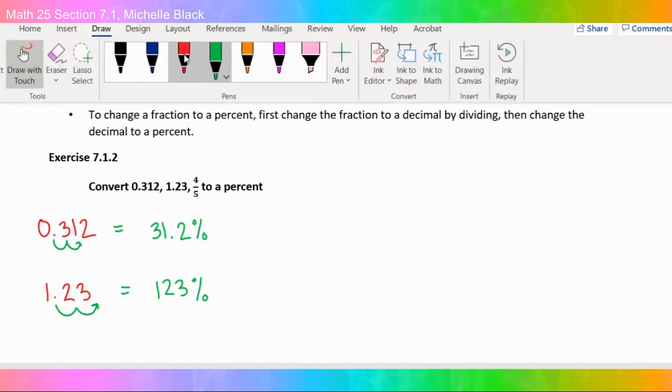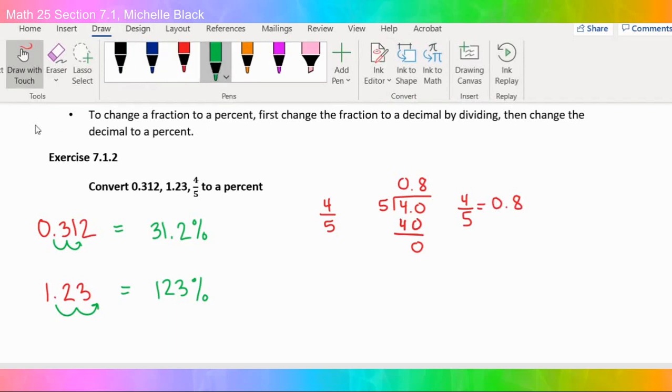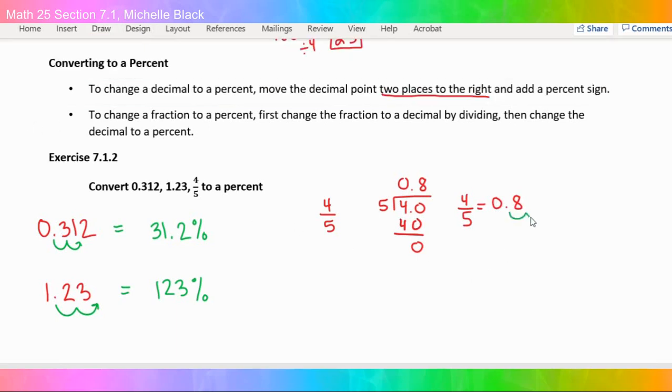And let's look at the fraction 4/5. I'm going to show you 2 ways to do this. The first way, like it was stated above, is we could divide. So divide 5 into 4. 5 doesn't go into 4, but I can add a decimal point, and 5 does go into 40 8 times. So 4/5 is equal to 0.8. Now it looks like a decimal, so I can just move that decimal point twice to the right to show that this is the same as 80%.